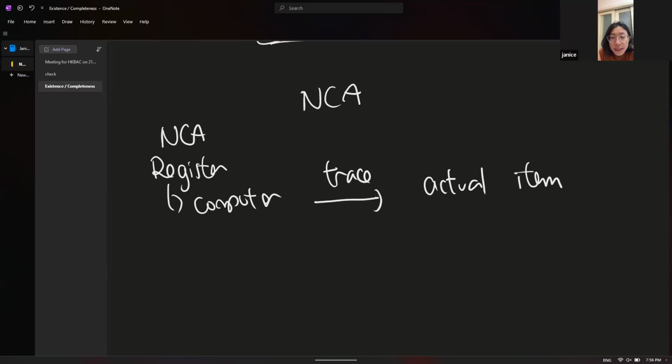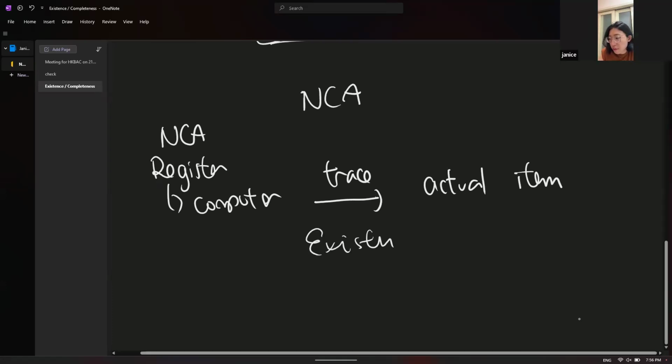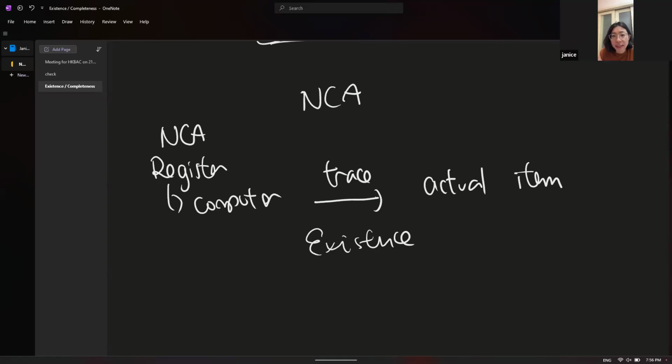So here, is it existence or completeness? If we say existence, very good, right? Whenever we go from the books, the accounting books, so the non-current asset register, the GL, the financial statement, the recorded items, and we trace it to the external item, it's existence.